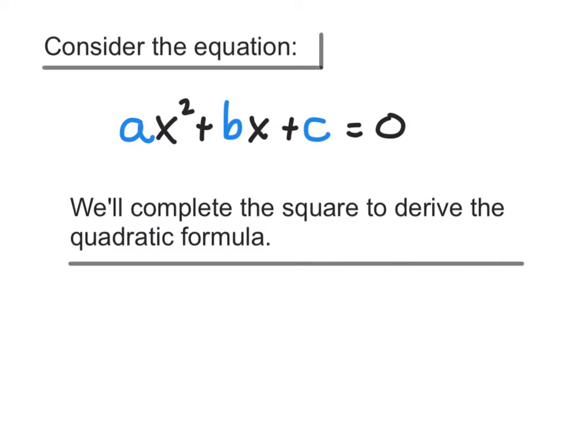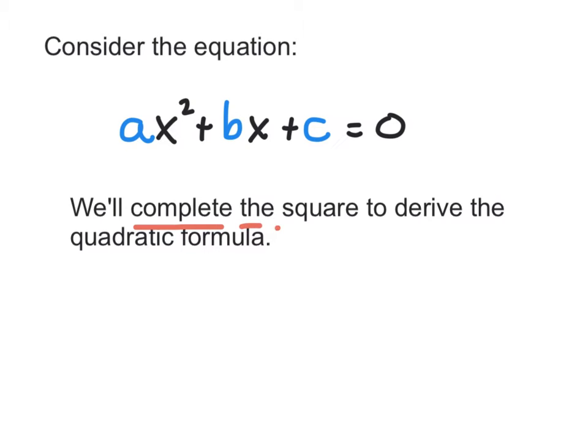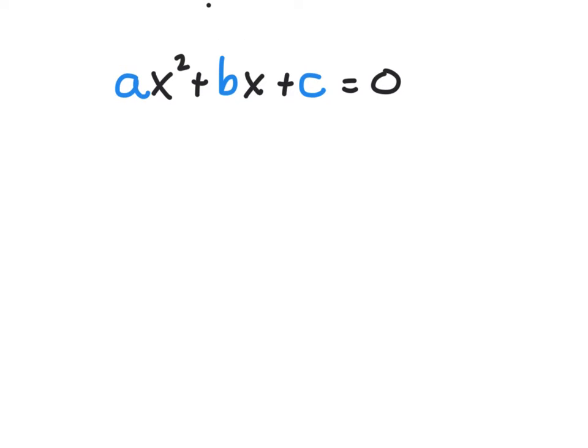So we're thinking about this equation ax squared plus bx plus c, and we're going to use a technique called completing the square. We're going to complete the square to derive the quadratic formula. If you're not familiar with completing the square, you can still follow along with the video, that's okay, but I will use that technique along the way. So let's dive right in.